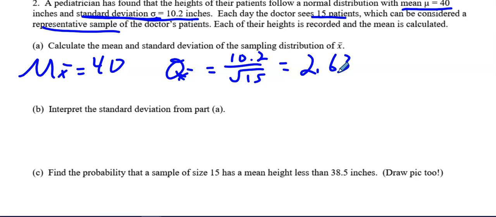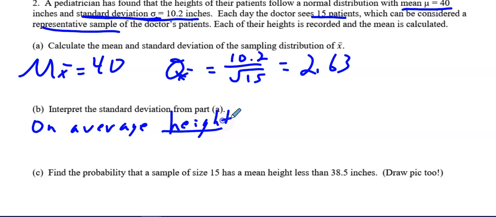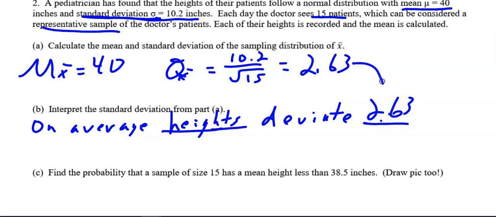So to interpret, we're going to use that same statement. On average, you say the same thing every time. And now we fill in the blank. Heights, if you want to say children's heights, whatever, deviate, and we just copy that number right there. That's where it came from. 2.63 inches. I'll put that in as part of the fill in the blank. And then we just write from the norm. Nothing new. From the norm.